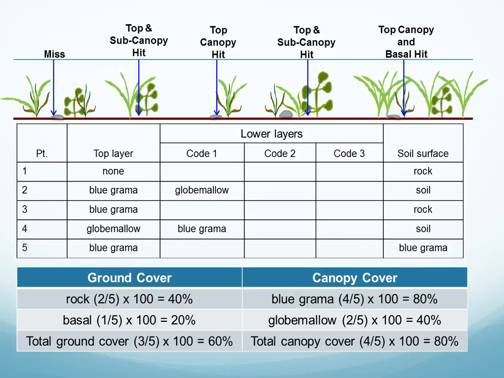Now you may note that the total canopy cover equals 80, not the sum of these two, which would be 120%. And the reason for that is that when we are recording or calculating total canopy cover, we only use top layer hits. If we were to include lower canopy hits, then that would be artificially increasing the number of hits on the top canopy. And we would get a value that is an inflated value for the total canopy cover.